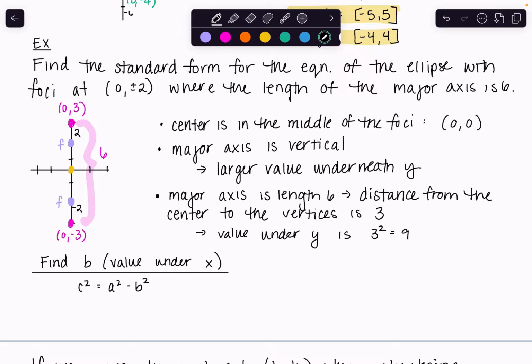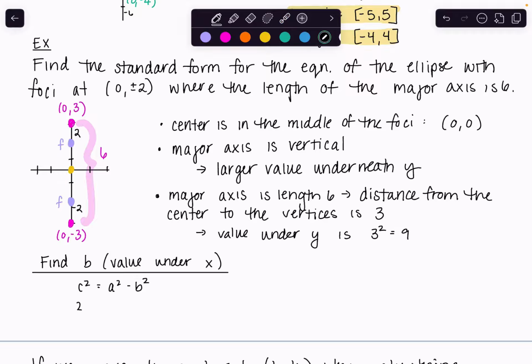squared. Again, I don't care about you knowing what is a, what is b. All that matters is the big number comes first, and that big number is the one that deals with what direction the major axis lies. So in this case, our value of a is going to be 3. That is the bigger value from the major axis. My value of c is going to be 2 because that's the distance out to the foci.